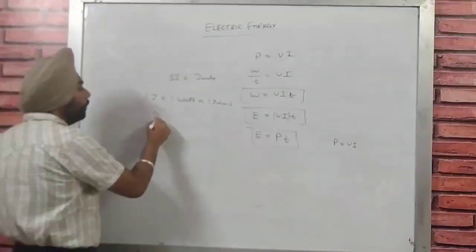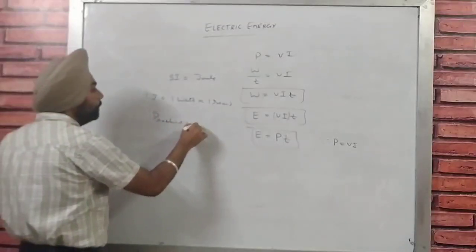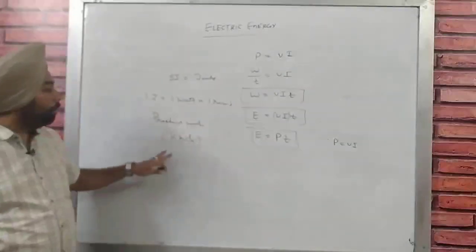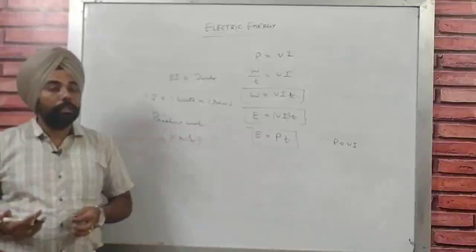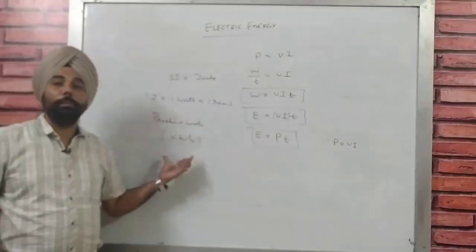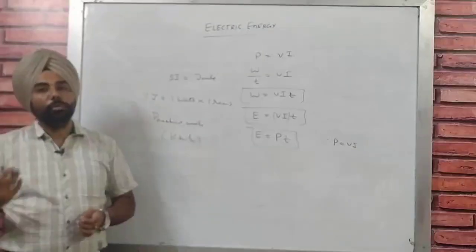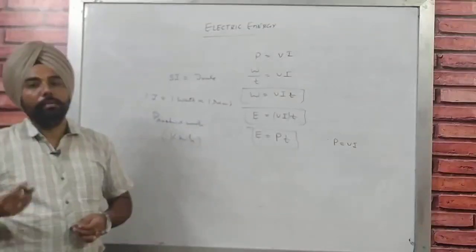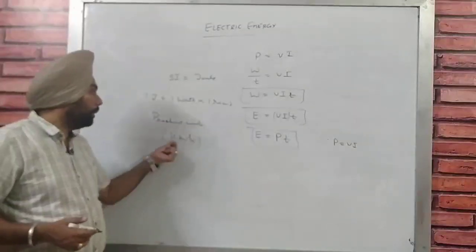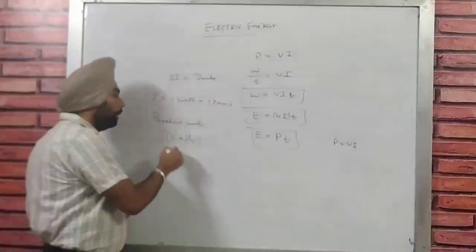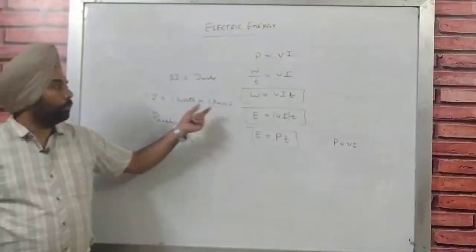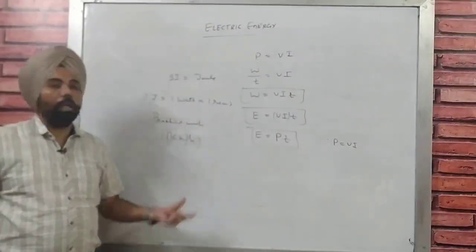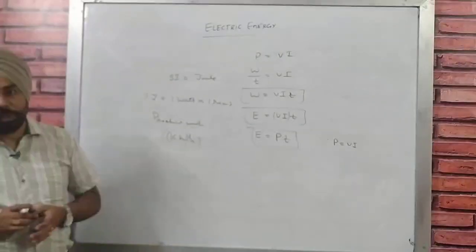And what are the practical units? The practical unit of electrical energy is kilowatt hour, which we use in our electricity bills as units. So kilowatt hour is the practical unit of electrical energy, which we use in our residential areas and industry. All the electric bills have units of kilowatt hour. And what is kilowatt? That is power, and hour is the unit of time. So power is kilowatt and time is 1 hour, so kilowatt hour is the electrical energy unit.